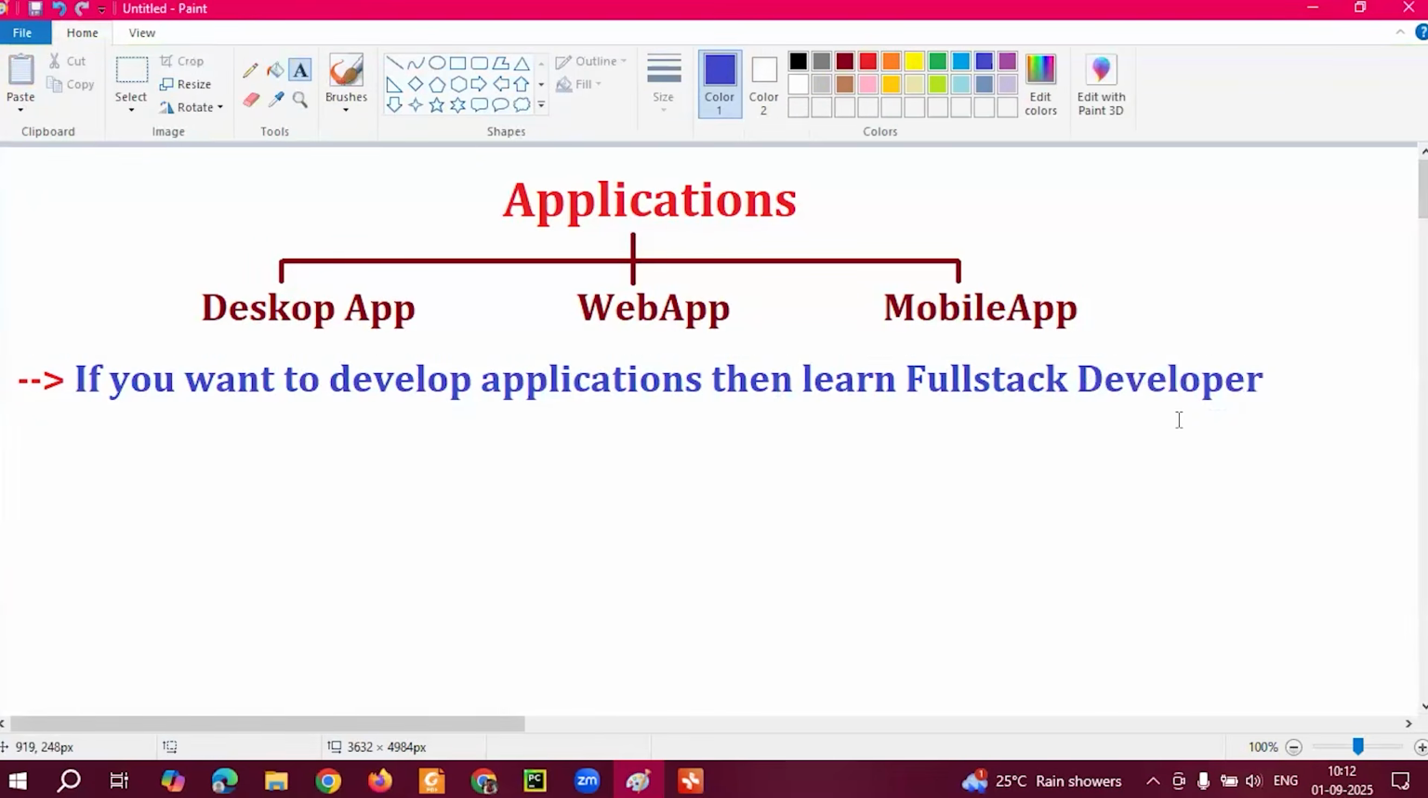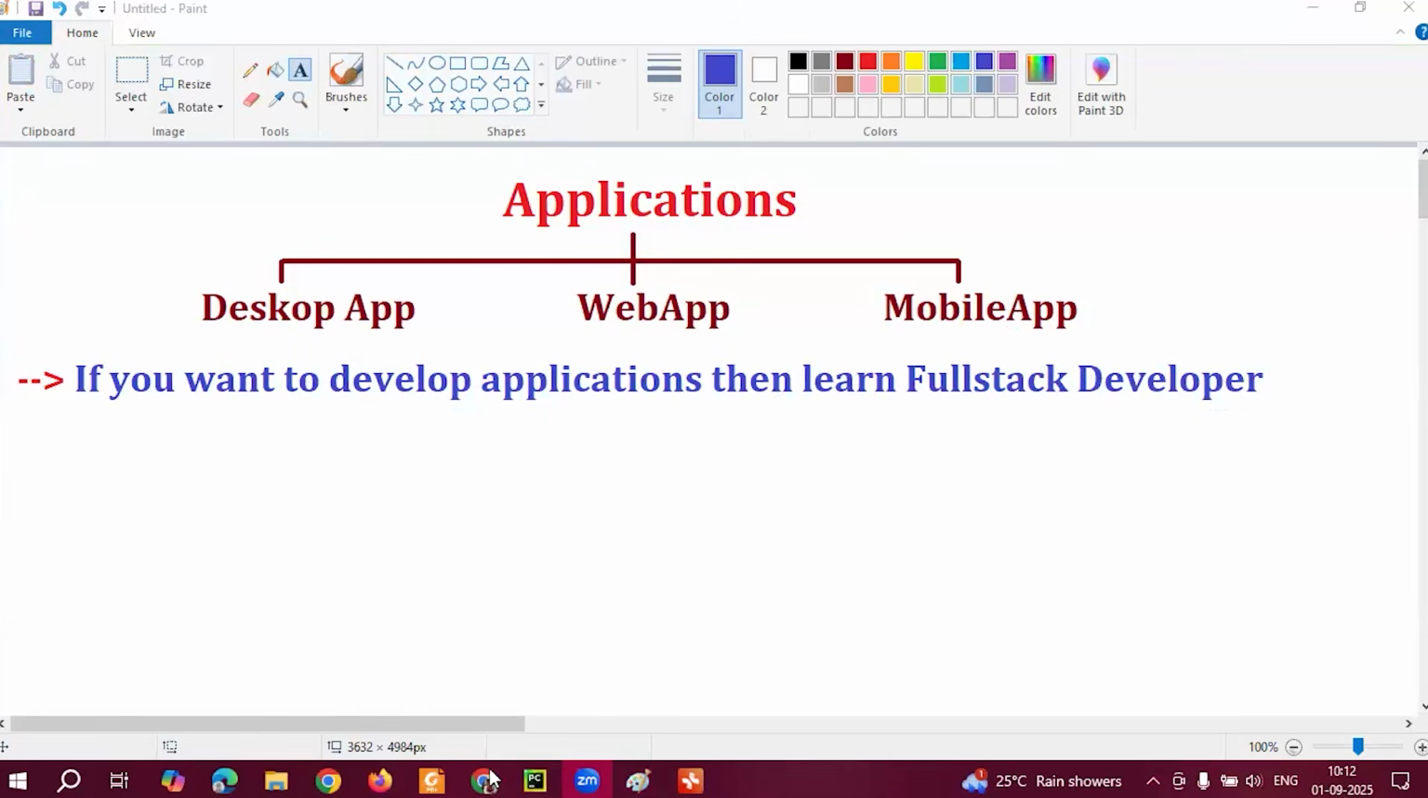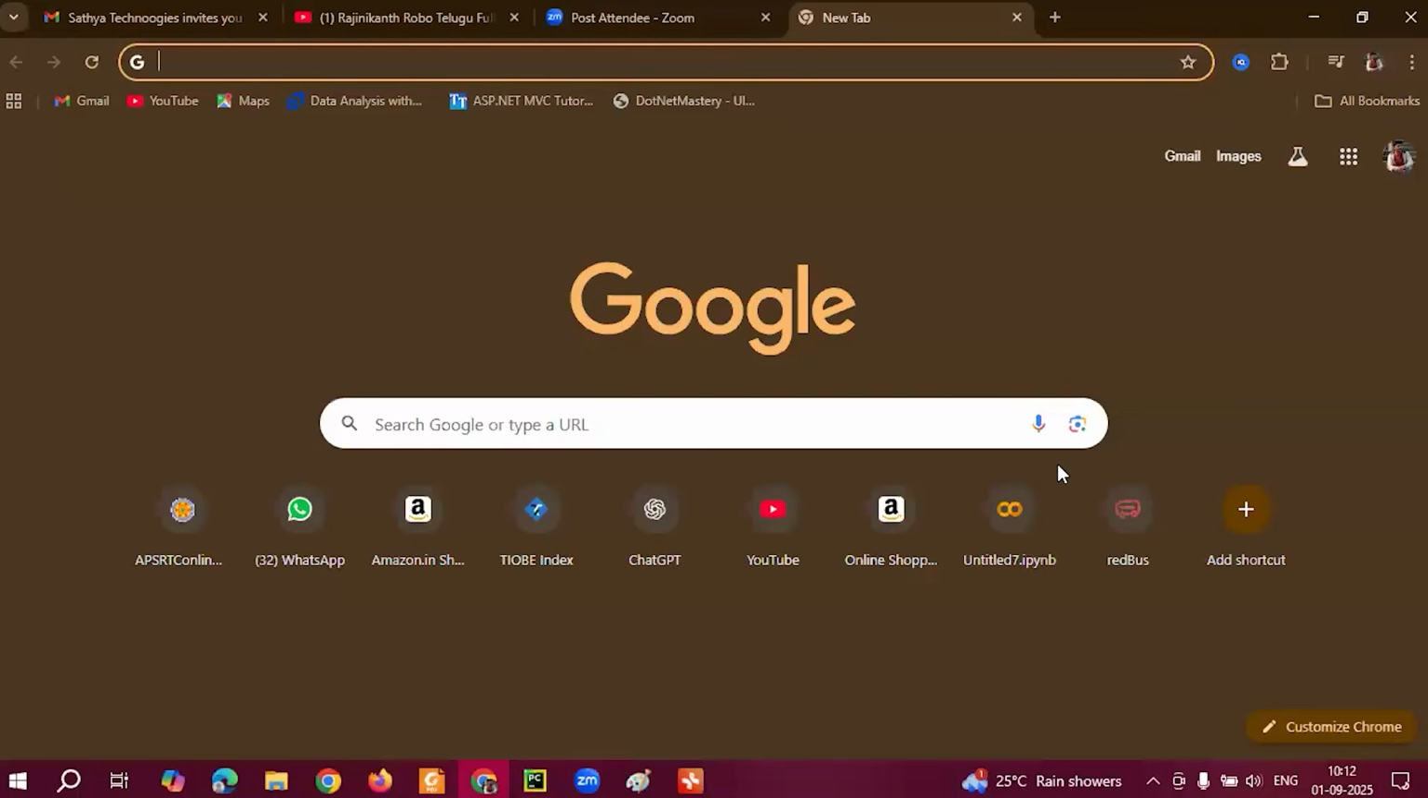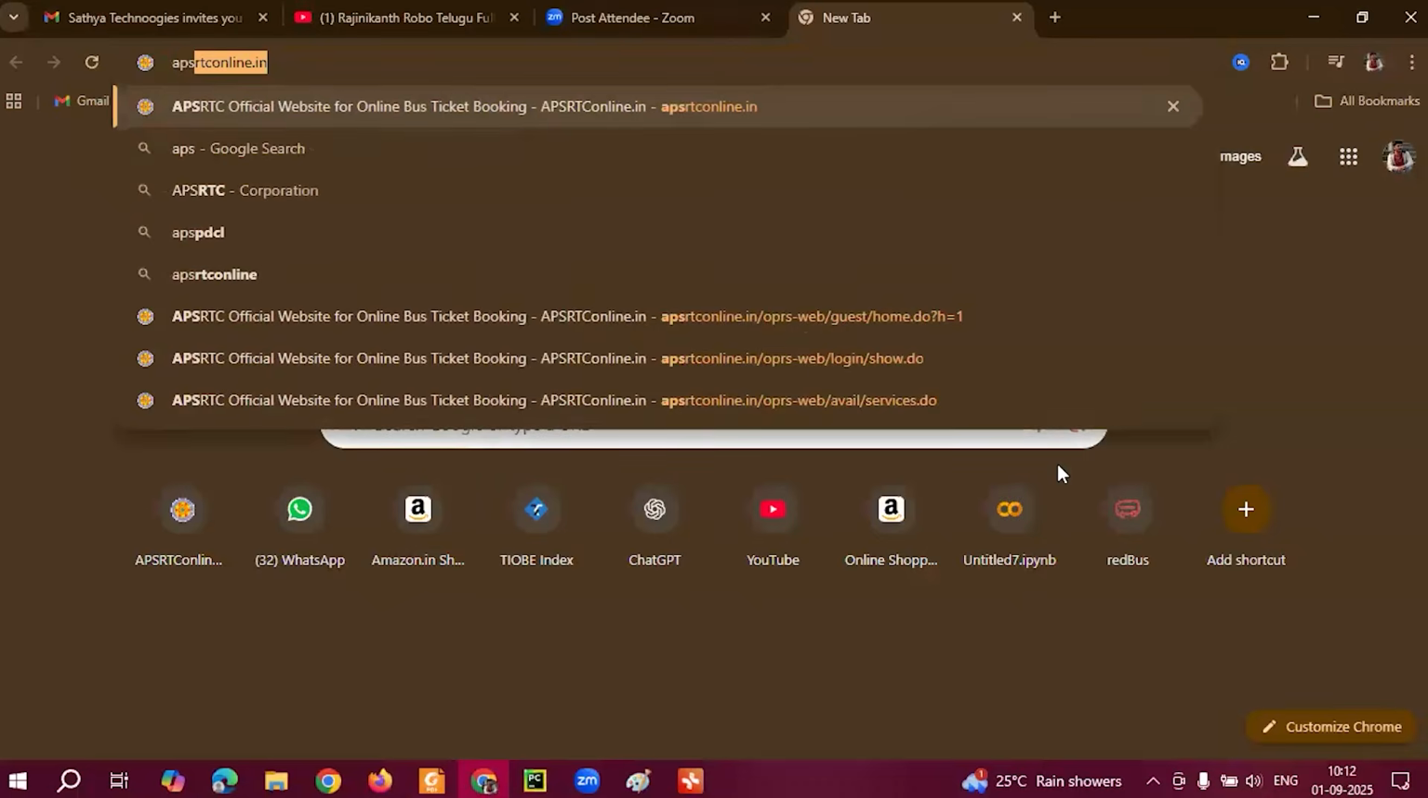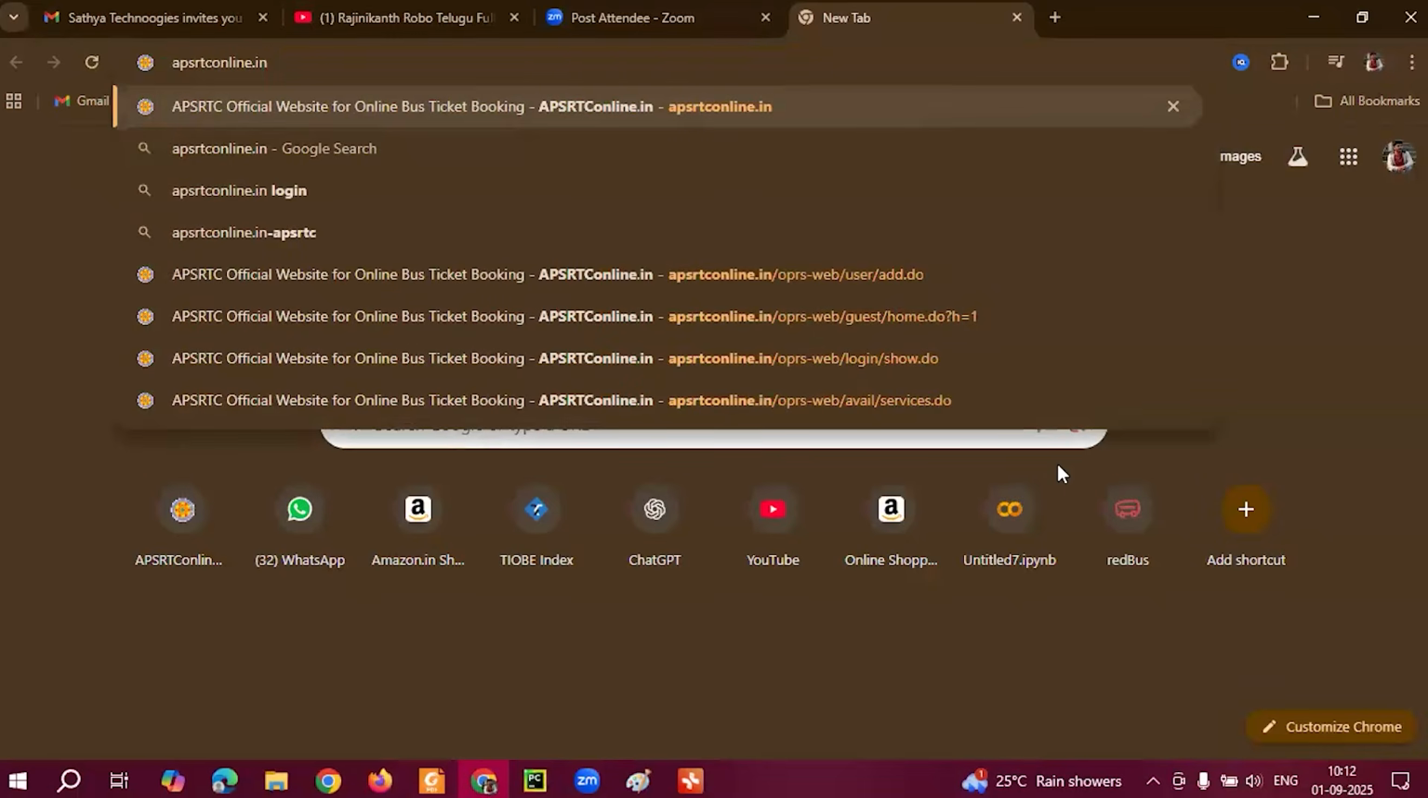So let's observe in full stack development how many areas we need to focus on. Before explaining this part, let's observe a small website. Let me open my browser. Here I typed one website called APSRTC. Enter. Observe what I did. I opened my browser.